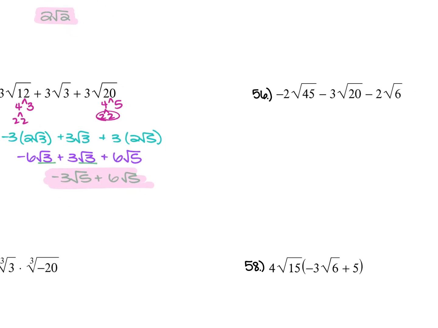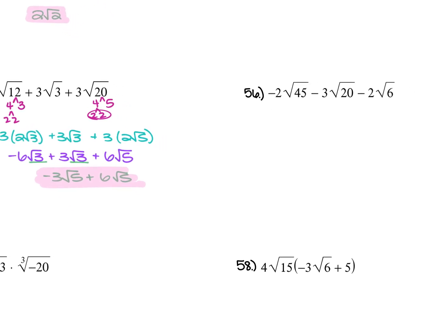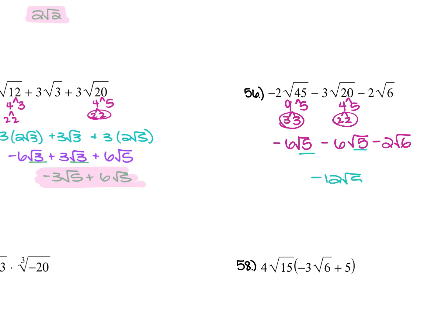For 56, you have negative 2 square root 45 minus 3 square root 20 minus 2 square root 6. The 45 is 9 and 5. 9 is 3 and 3. So that's negative 2 times 3, which is negative 6 square root 5. The square root of 20 is 4 and 5, like we said on the question before this. The 2's would pair up. Negative 3 times 2 square root 5 is negative 6 square root 5. Then you have that negative 2 square root 6, which does not simplify any further. So you just combine your like terms here, and you're left with negative 12 square root 5 minus 2 square root 6.